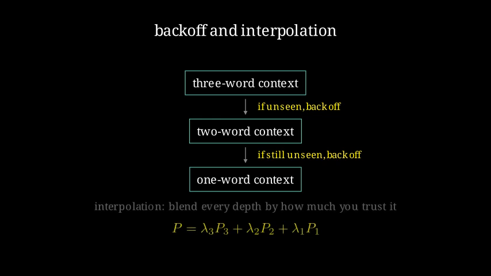Its close cousin, Interpolation, does not choose at all. It blends the predictions from every context length together, weighting each by how much you trust it. Long contexts when you have the data, short contexts when you do not. That single instinct is the heart of every good model that predicts by counting.